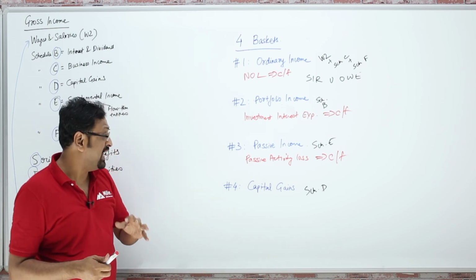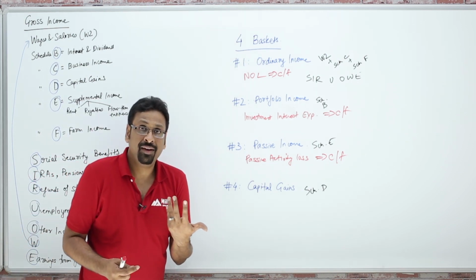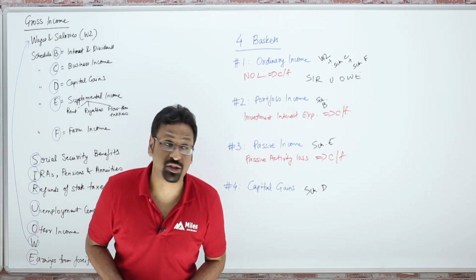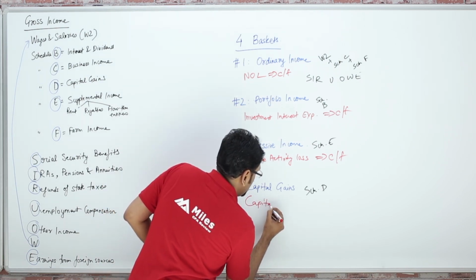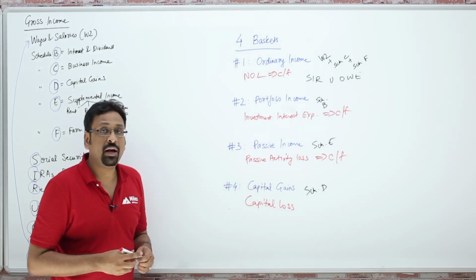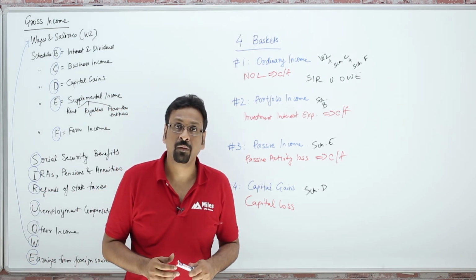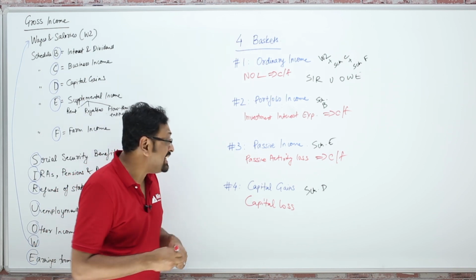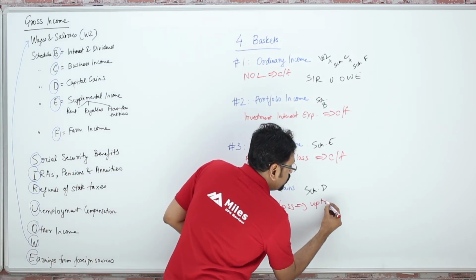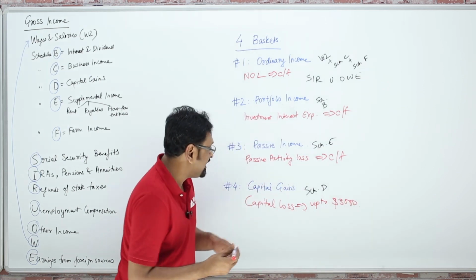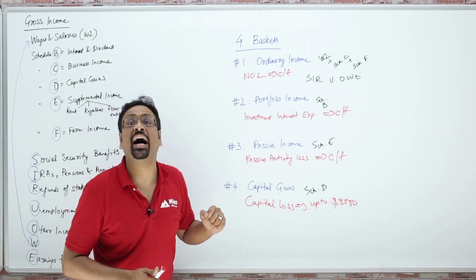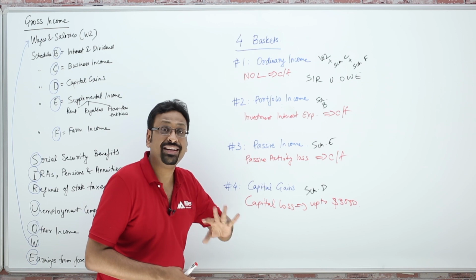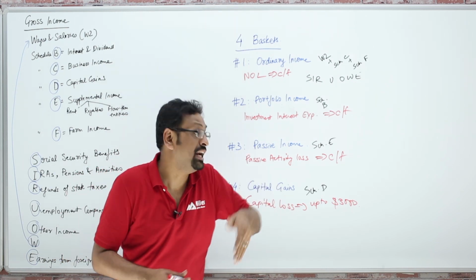Now let's talk about the limitation in basket 4, capital gains. Let's say this year, instead of capital gains, you actually had a capital loss. So let's say you had a capital loss of $8,000. Now, individuals are allowed to deduct up to $3,000. So you could take up to $3,000 of capital losses and deduct against other baskets. Let's say deduct against ordinary income. But beyond that, beyond $3,000, you will have to carry it forward.